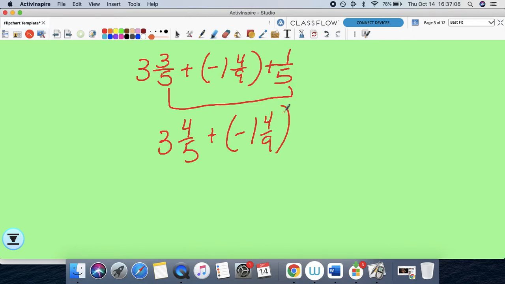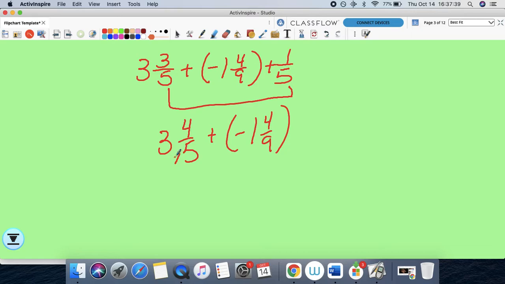You can change the whole thing to an improper fraction if you like, or you can just change the fractions, find the common denominator. But that sometimes can be an issue depending on the numerators, and then you have to borrow from the whole number. If you're very comfortable with that, by all means, go for it. So I'm going to avoid all that, and I'm just going to change this to an improper fraction.